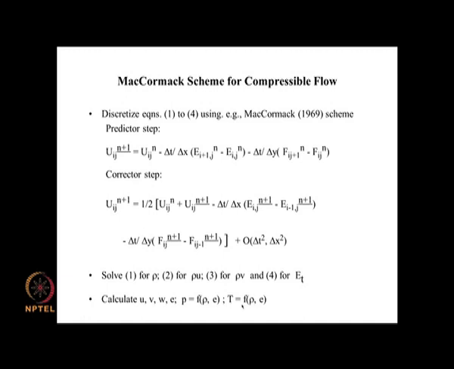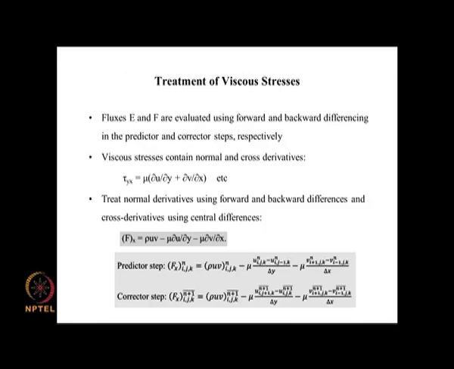So, in this way we can get all the equations, but there is slightly more elaboration that is needed here, because we have not said anything about taus and q's and all that. So, let us just look at the treatment of viscous stresses. Okay. So, here we have fluxes E and F are evaluated in the McCormack method using forward and backward differencing in the predictor and the corrector steps respectively.